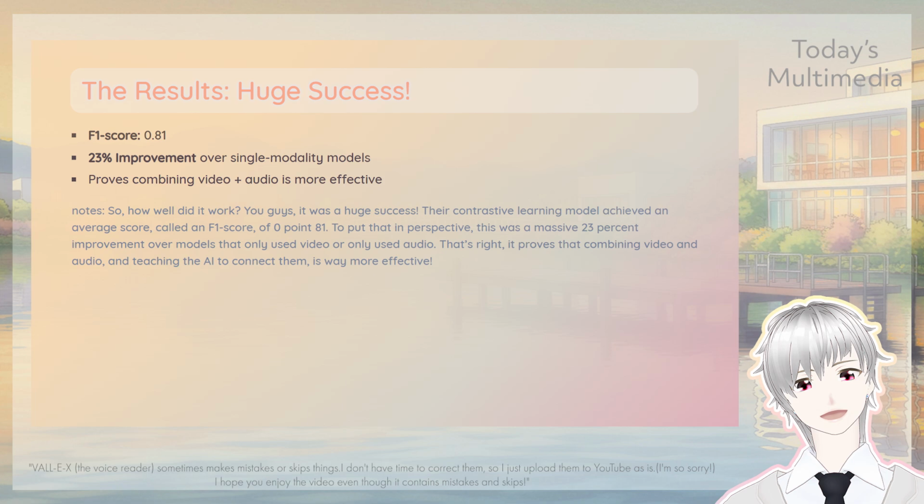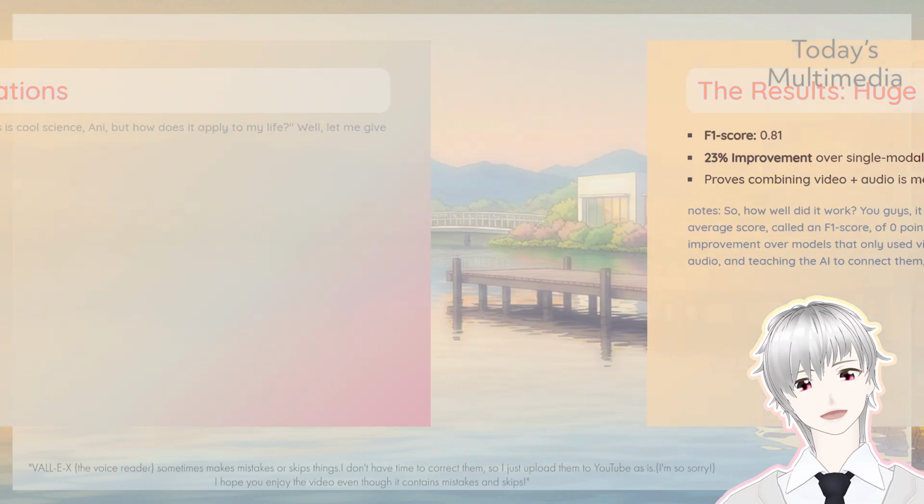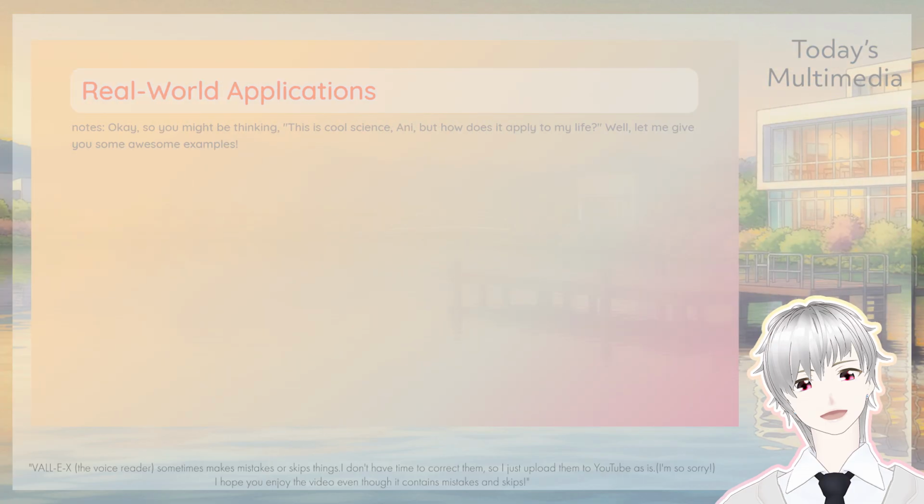So, how well did it work? You guys, it was a huge success. Their contrastive learning model achieved an average score, called the F1 score, of 0.81. To put that in perspective, this was a massive 23% improvement over models that only used video or only used audio. That's right, it proves that combining video and audio and teaching the AI to connect them is way more effective.